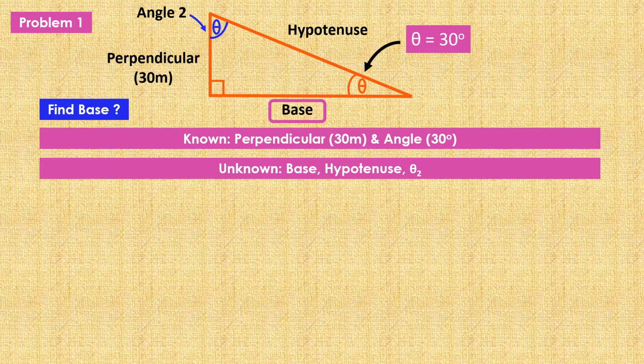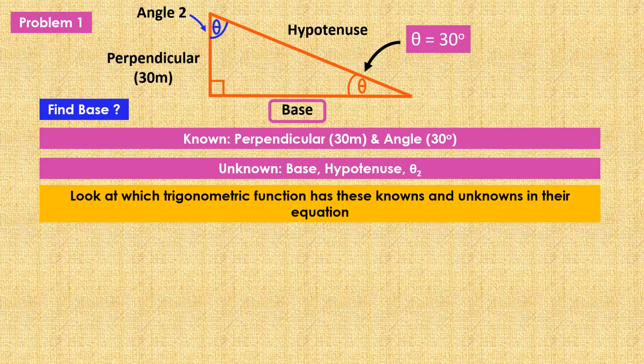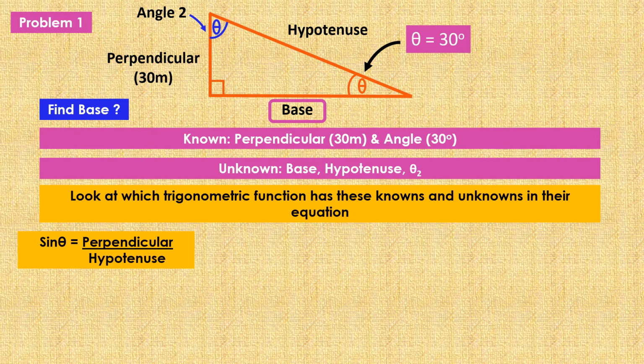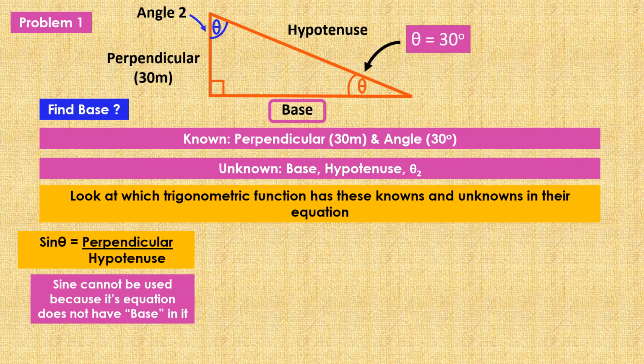So we first look at the sine function. Sine function has perpendicular and hypotenuse. So we know that perpendicular is known, but we do not want to calculate hypotenuse. And sine function does not have base in its equation. So we cannot use sine because it does not have base in it.